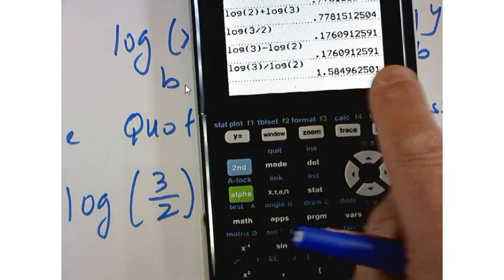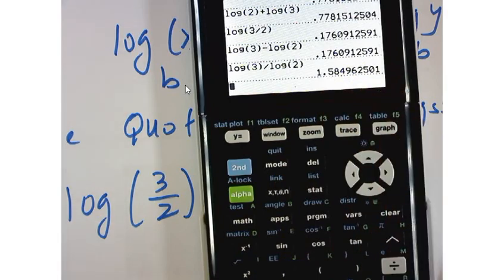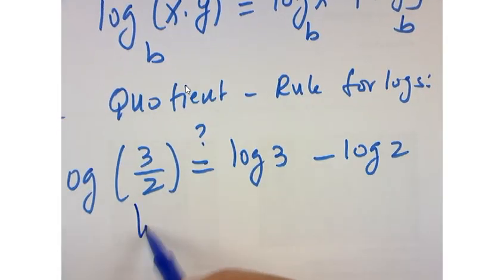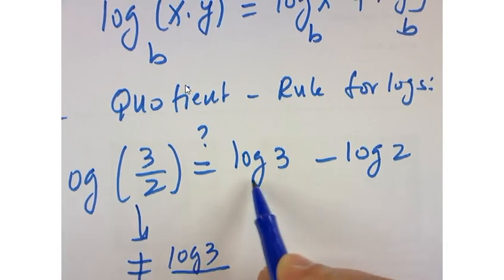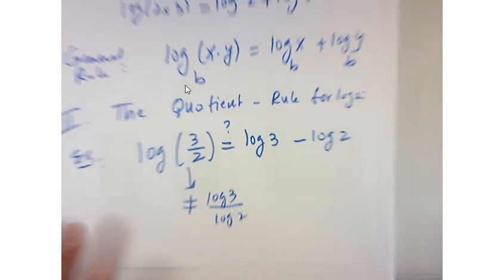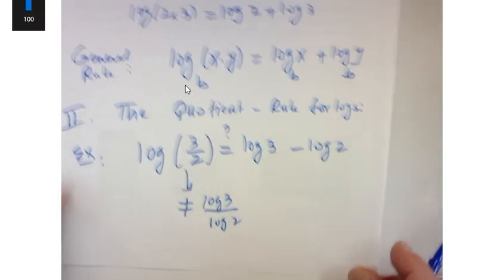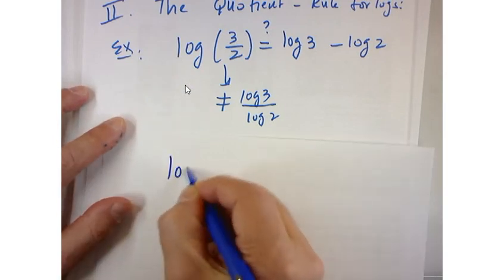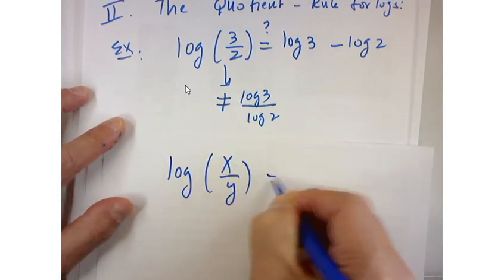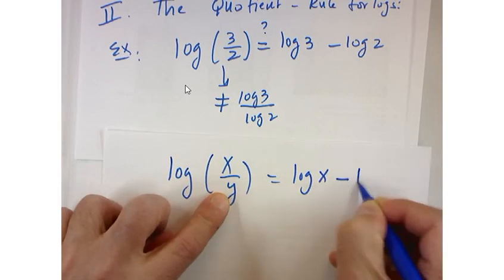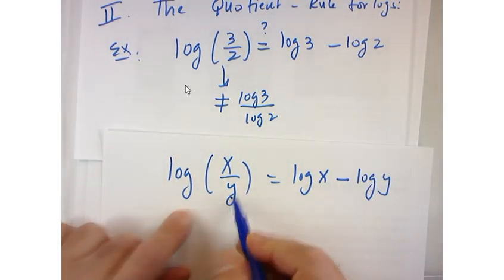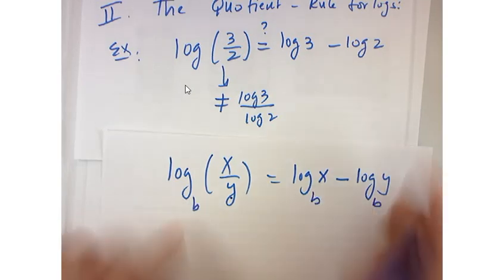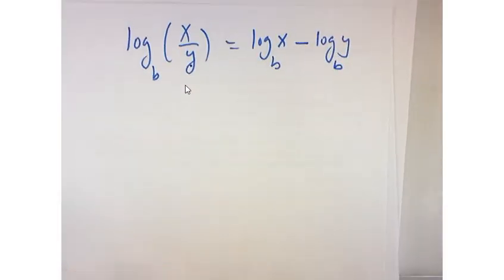Compare log of 3 halves and log of 3 over log of 2. So this does not equal log of 3 divided by log of 2. It equals log of 3 minus log of 2. So that's why we have what we call the quotient rule. Log of x over y is log of the top minus log of the bottom. So the negative has to be in front of the log of the bottom. Any base b as long as the base is greater than 0 and different from 1.